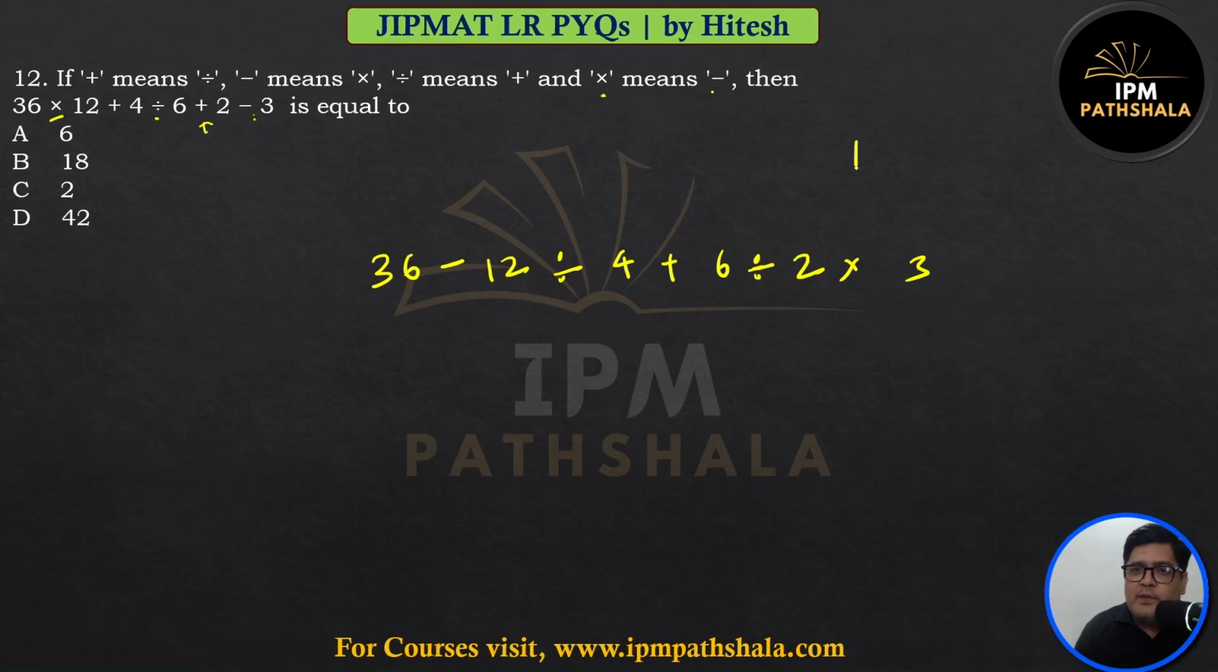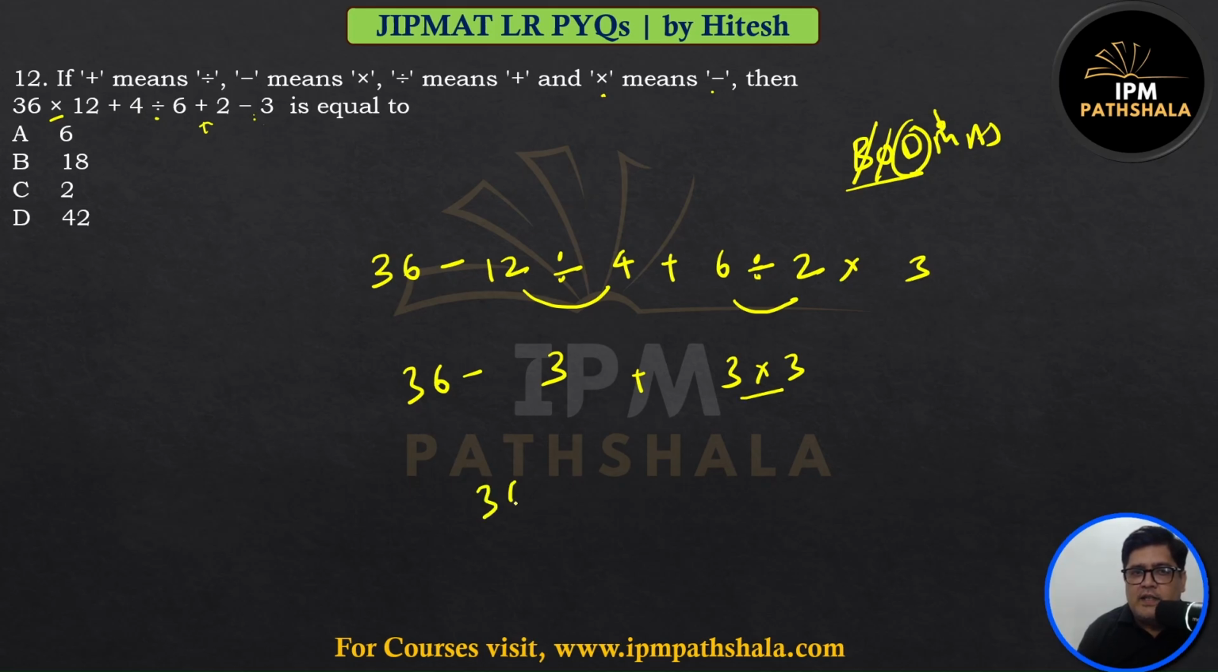What is the rule of BODMAS? There are no brackets, there is no of. Division should happen first. I should divide these first. Now, what happens after division? Multiplication. There's only one multiplication. This is 9. So 36 minus 3 plus 9, which is 36 plus 6, which is 42. 12th question. D is the answer.